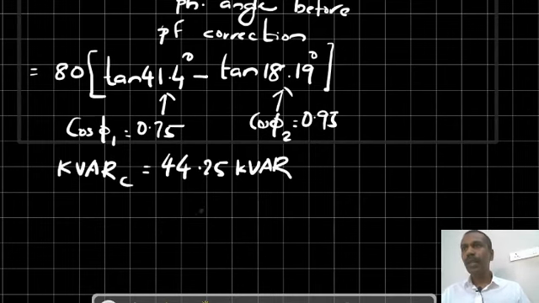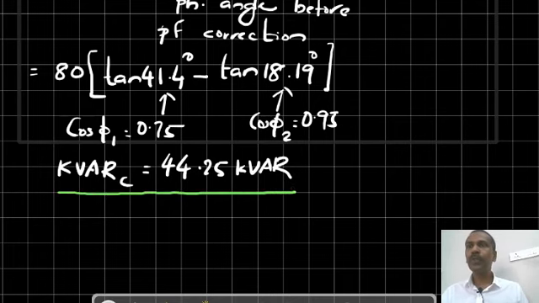If you calculate the value, you will get kVARC equal to 44.25 kVAR. So this is the capacitor bank we need in order to improve the power factor from 0.75 to 0.95.